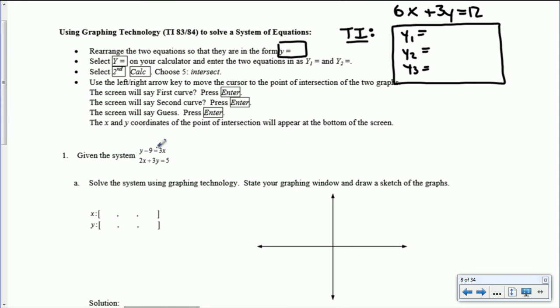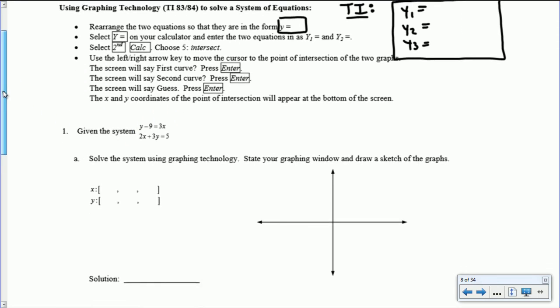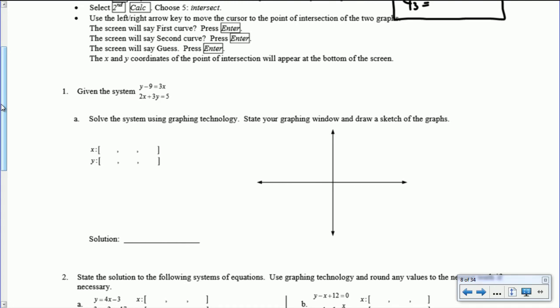So let's try with this system. Given this system, y minus 9 equals 3x, and 2x plus 3y equals 5, we're going to solve that using our graphing calculator. So state your graphing window and draw a sketch of the graphs.